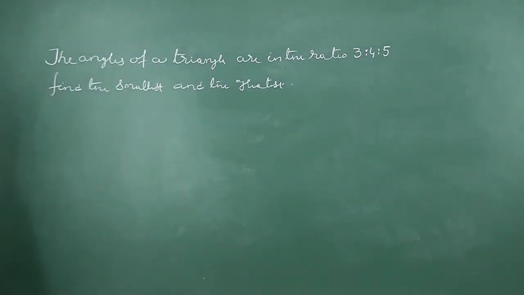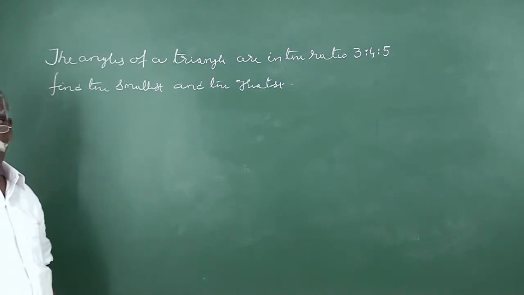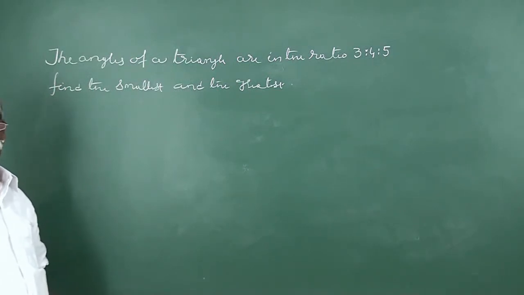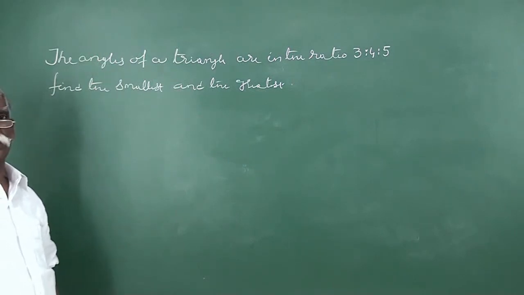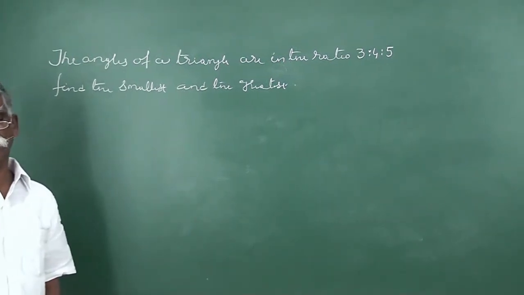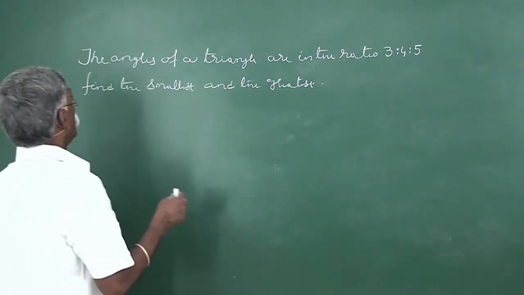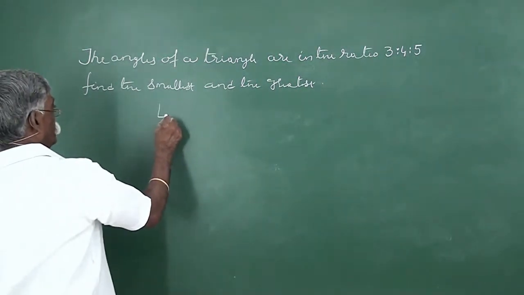So the angles of a triangle are given in the ratio 3:4:5. We have to find the smallest and the greatest angle. We know that the sum of the angles is 180 degrees. Therefore, we can divide 180 degrees in the ratio 3:4:5. Thereby we will get greatest and the least. Greatest angle is the angle which lies opposite to the greatest side, and the least angle lies opposite to the least side.